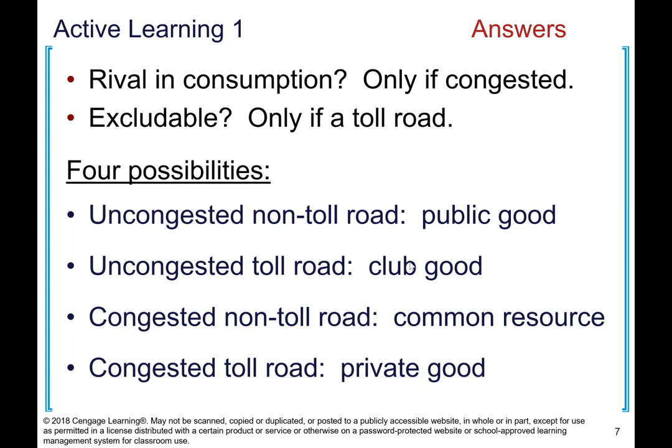If the road is uncongested and it is not a toll road, then it is a public good: non-excludability and non-rivalry in consumption. If the road is uncongested, but it is a toll road, that means you can be excluded from it, then it becomes a club good. If the road is congested, but it is a non-toll road, then it becomes a common resource. Can't be excluded, but there is rivalry in consumption. If it is a congested toll road, then it is a private good. You can be excluded, and there's rivalry in consumption.